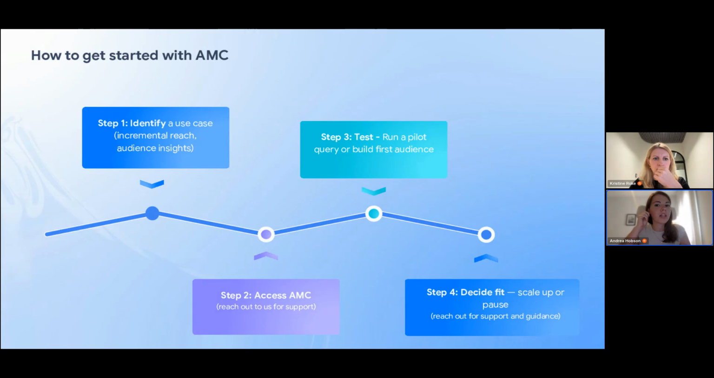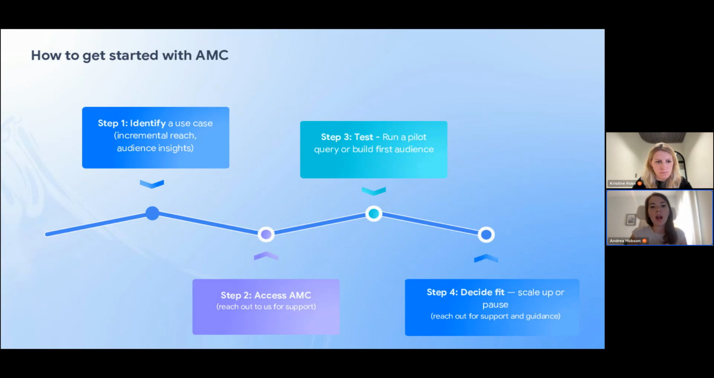The suggestion is to start small and focused, and find something that you can do, like measurement, like incremental reach, as I said before, or maybe understanding the path to conversion, and really picking a real and clear use case where it's easier to see the real impact.